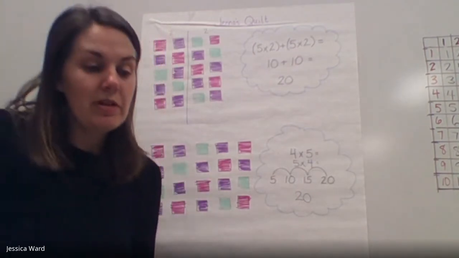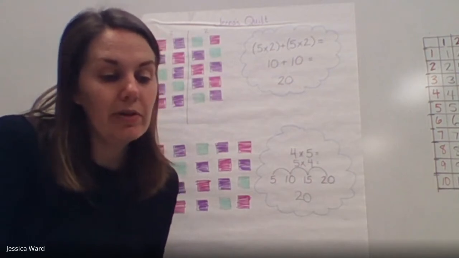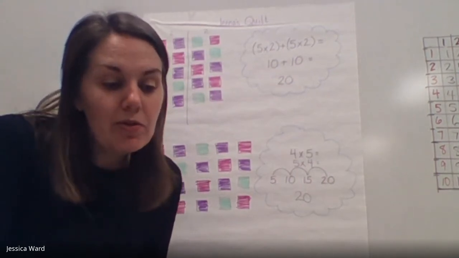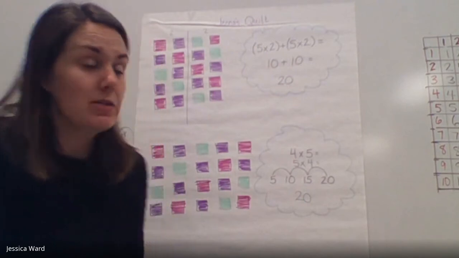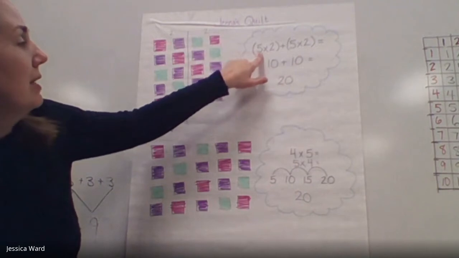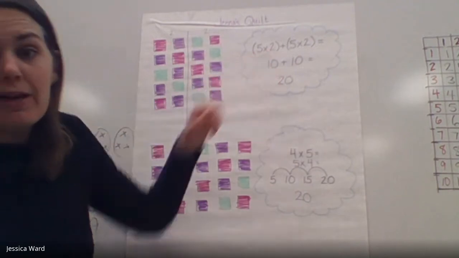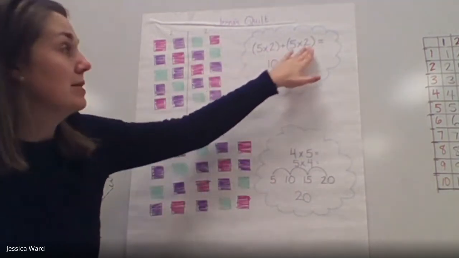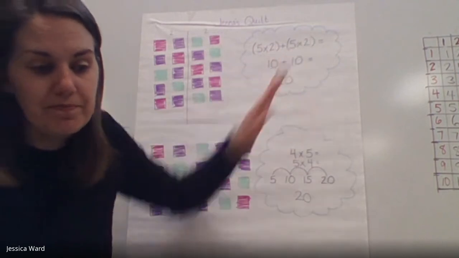On page 139, number 1 says, look at the 2 smaller arrays in the first model. What 2 facts are shown by these smaller arrays? So remember, we had 2 arrays when we split it down the middle with our line. They each show 5 times 2. So we have 5 times 2 plus another 5 times 2.